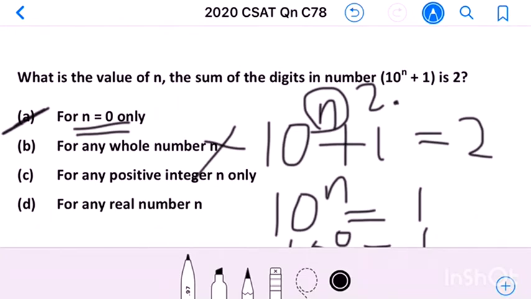Then for any positive integer n only. Positive integer means 1, 2, 3, 4, 5, or we can say natural numbers. If we give n equal to 2, 10 squared equals 100, 100 plus 1 is 101. For any real number n, that means minus infinity to positive infinity, that includes the positive integers and whole numbers. We already proved that this is not satisfying this equation. Therefore, our answer is n equal to 0 only.